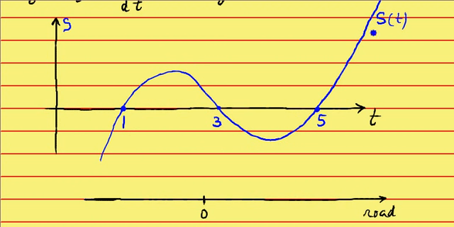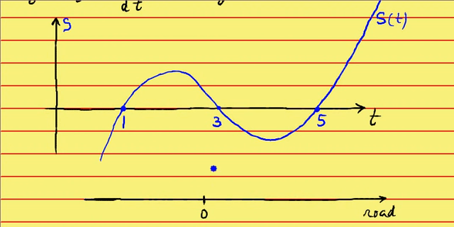What do we understand from this picture? We understand that in some places S is negative, some places it's positive, and then again S is negative, and again it is positive. What does that imply about the position of the actual particle? Well, when S is negative, it means we are on the left of the axis. When S is positive from 1 to 3 seconds, it means we are on the right.